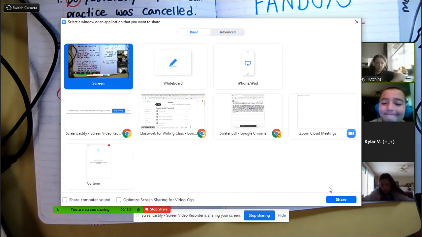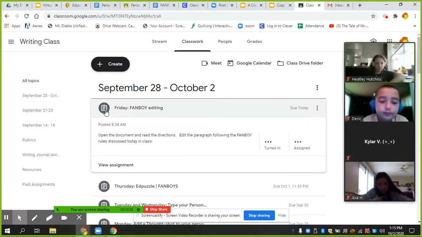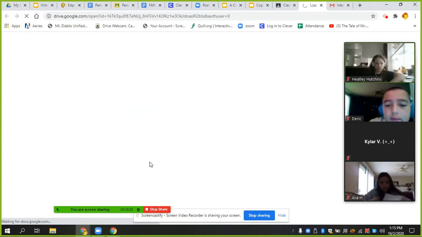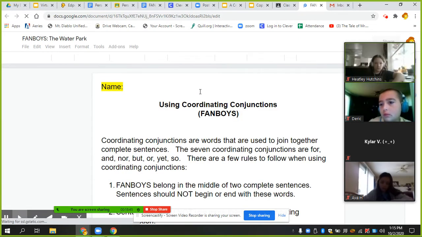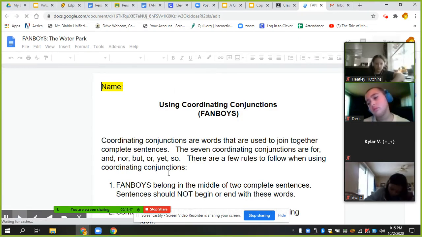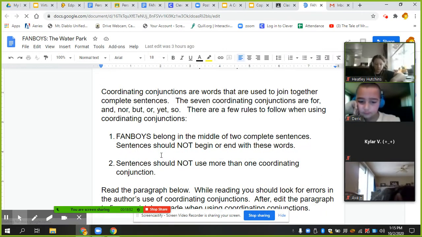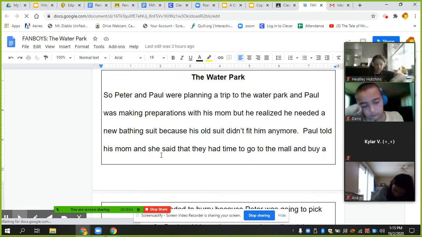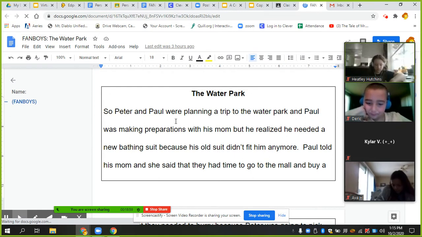Your assignment today in writing is to open up this fanboy editing assignment and go to the documents. And there is a paragraph written on this page. Not here. This is the directions and the reminder. This is where you put your name. That's why it says name. The paragraph is in the box below. And this paragraph is full of errors using fanboys. So I think there's like 8 to 10 in that area. I didn't count them. Mistakes.